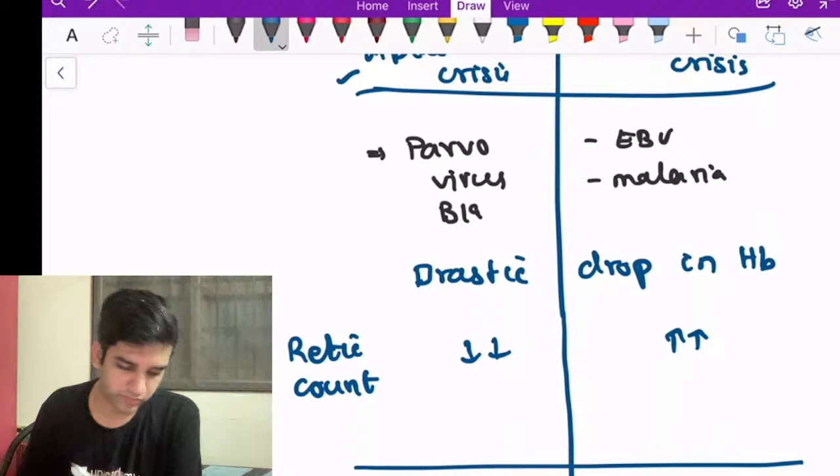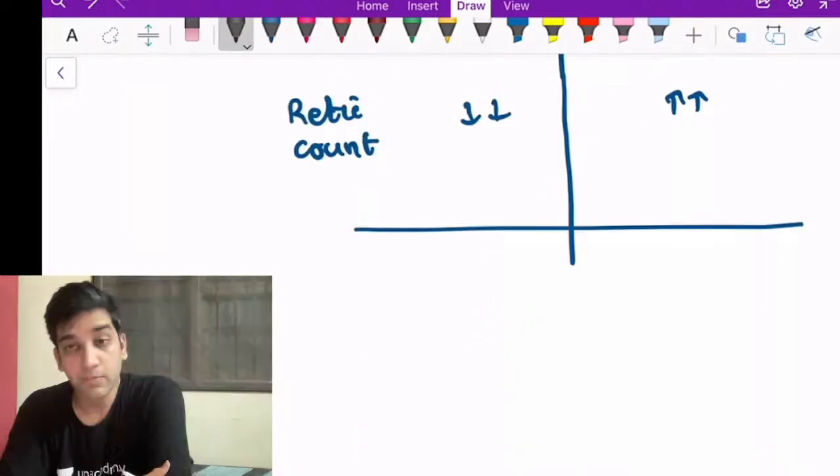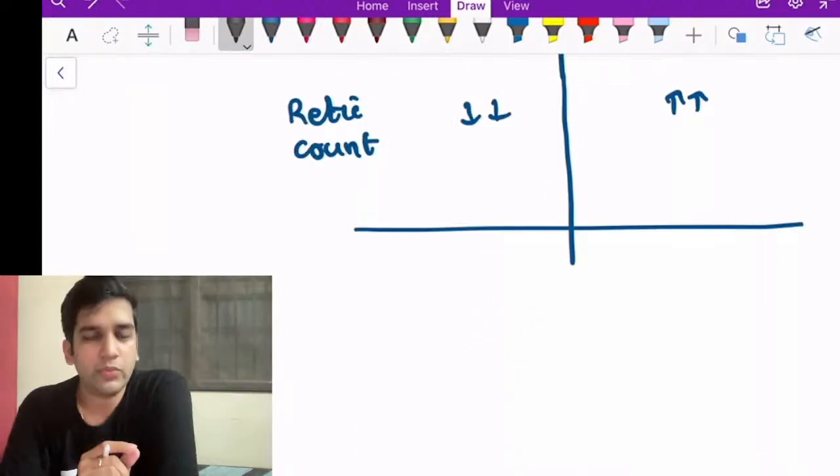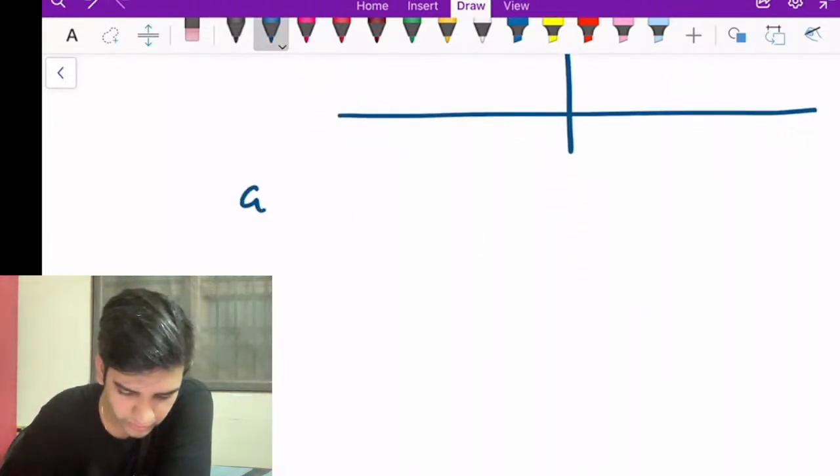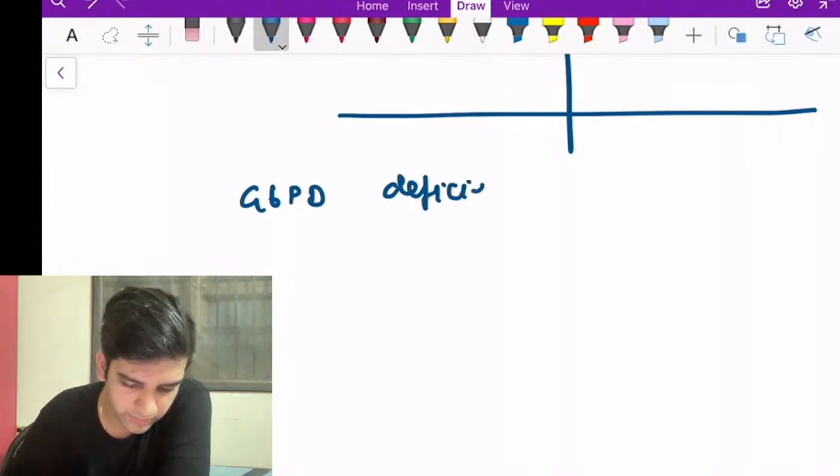So we are done with hereditary spherocytosis. Perfect. Okay. So now we'll have a quick look at the next disease. That's G6PD deficiency.